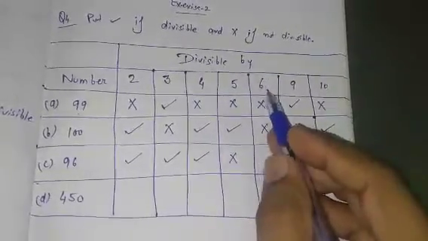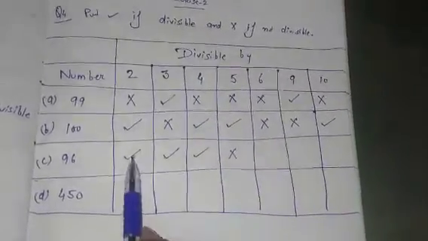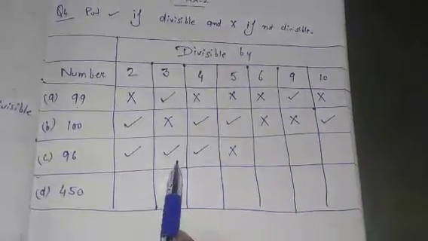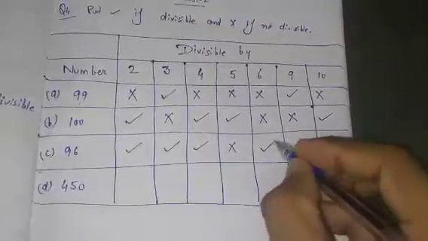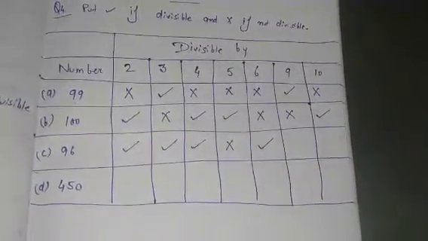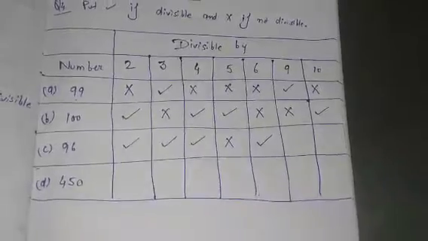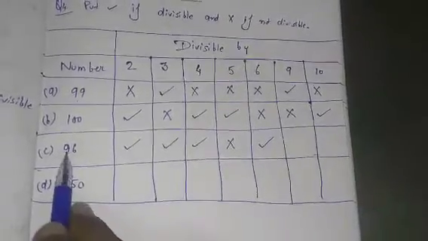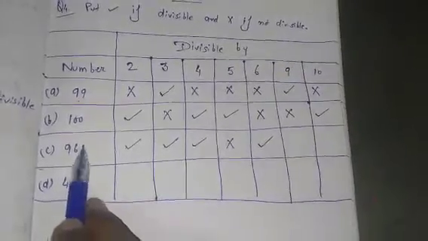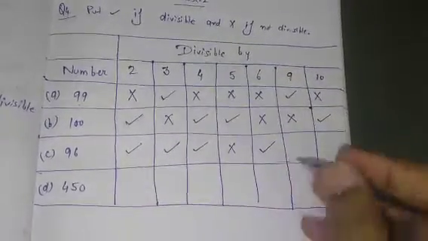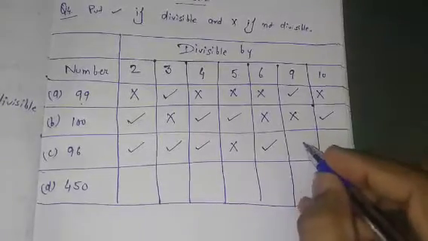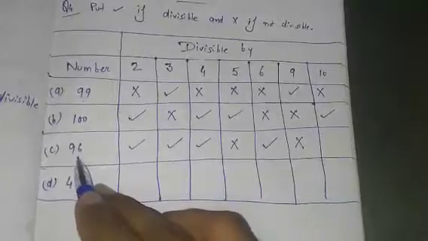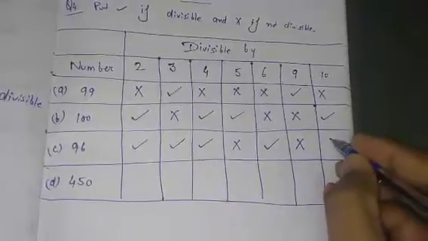Then next, divisible by 6. So here you have seen 96 is divisible by both 2 and 3. It means 96 is also divisible by 6. It means this is correct. And the rule of 9 is, if the sum of the digits is divisible by 9, then that number will be divisible by 9. Here the sum is 9 plus 6 is equal to 15. 15 will not be divisible by 9. It means 96 will also not be divisible by 9. Then 10. The ones digit is not 0, so it means that is also not divisible by 10.